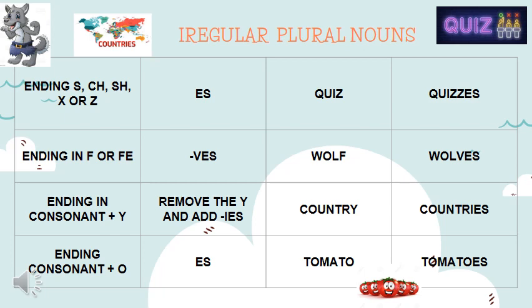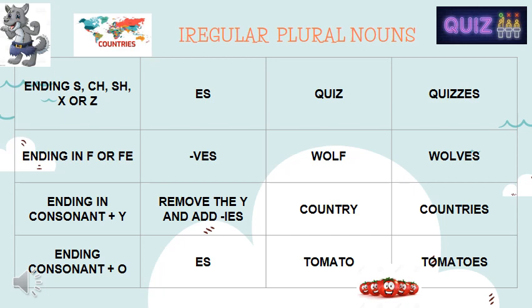For example, when a word ends in S, CH, SH, X, or Z, you have to add an ES. For example, quiz, quizzes. When a word ends in F or FE, you have to add VES, for example, wolf, wolves. The other rule is when you have a consonant and a Y, you have to remove the Y and add IES, for example, country, countries.